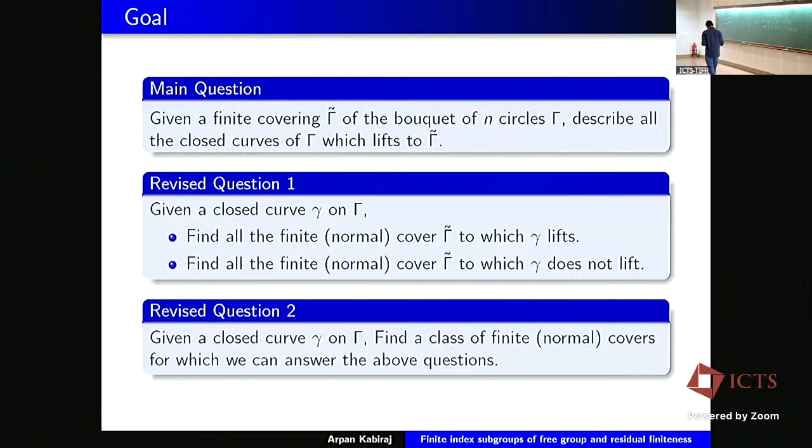So the theorem that I'm going to present is primarily this one. I am going to give you a class of finite covers for which, if I give you any curve, I can tell you a class of finite covers to which it lifts, and a class of covers to which it does not lift, which will also give you an answer to residual finiteness for free groups. Okay, so is the question clear? Yeah.